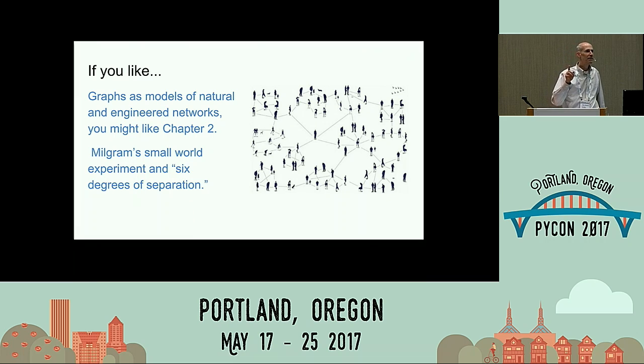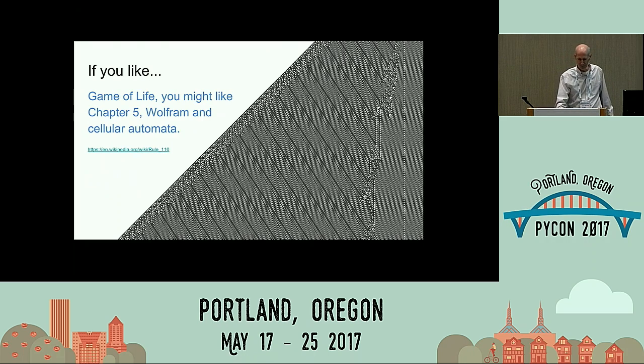If you found the graph stuff that we just did interesting, Chapter 2 is about more graph models. In particular, Stanley Milgram did this famous experiment in the 60s looking at the number of degrees of separation in social networks, and I replicate that experiment in Chapter 2. If you were interested in cellular automata, Chapter 5 is about Wolfram's work with one-dimensional cellular automata. You can check that out.